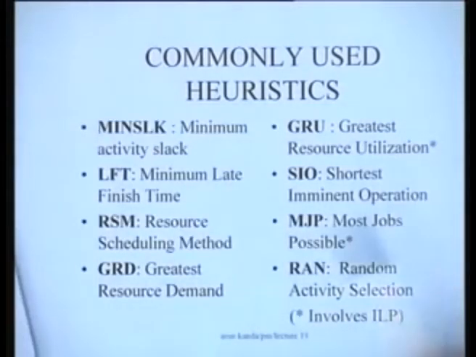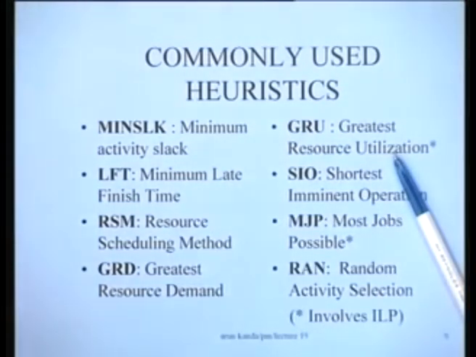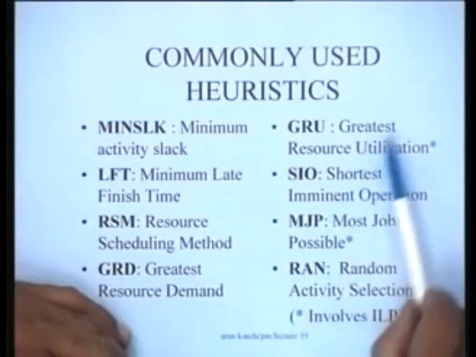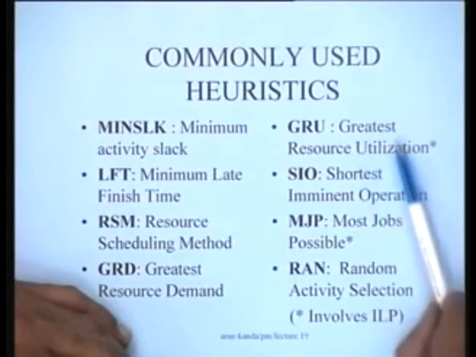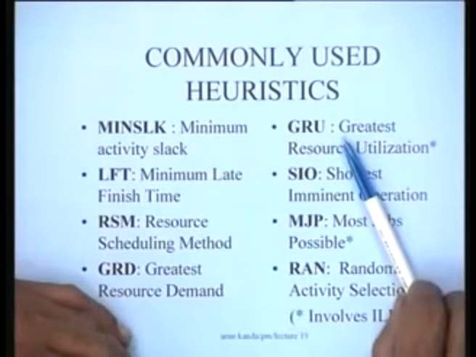Then we have the greatest resource utilization. Greatest resource utilization means that whenever there is a set of activities which has to be scheduled, you try to pick up a subset of these activities in such a manner that the maximum amount of resource is scheduled. It is like a typical classical knapsack problem in linear programming, where you are trying to pack a bag with the maximum value, subject to the resource availability, that is the capacity of the bag. So, a small LP can be solved to determine which particular combination of activities will give you the greatest resource utilization.